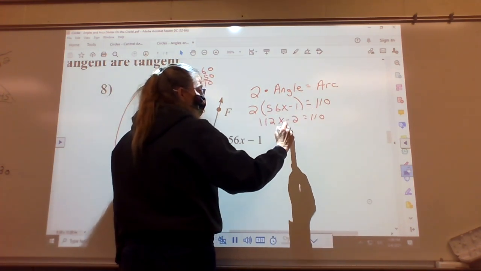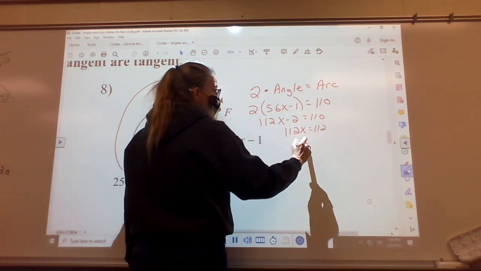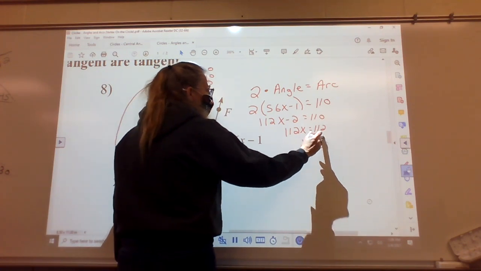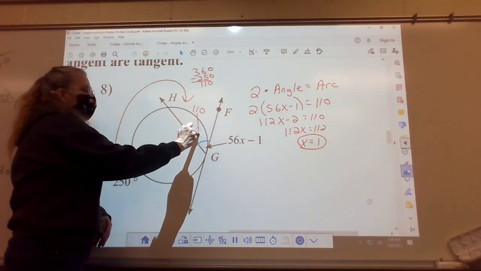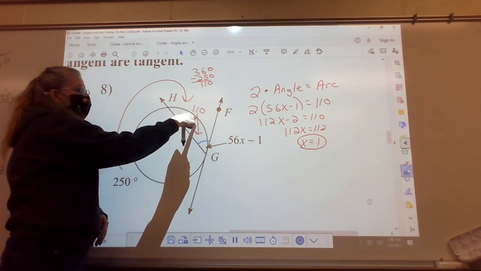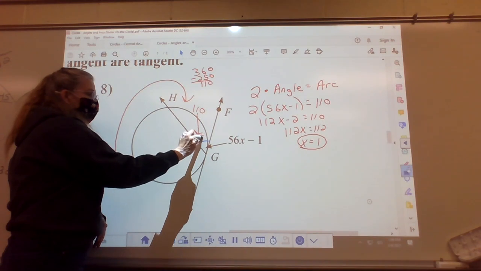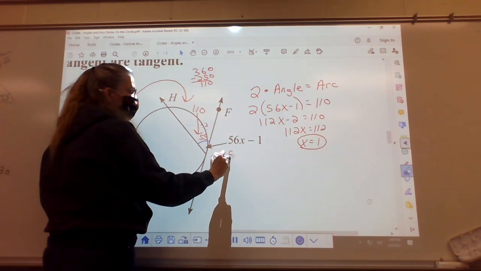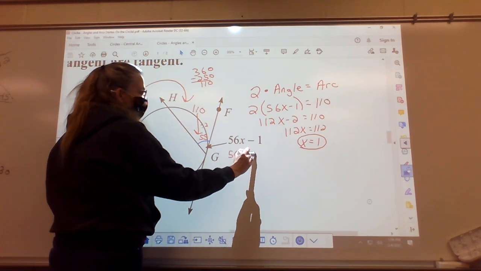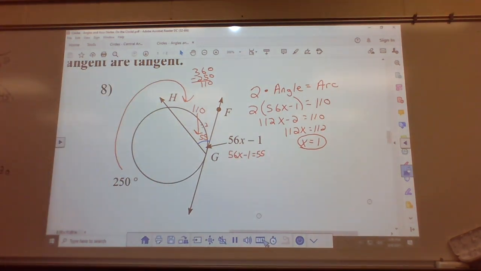Add the 2. 112x equals 112. So x must be 1. So that's my answer. Now you could have also, if this is 110, just saw that, okay, if the arc is 110, the angle would be 55, because I cut it in half. And then just said this equal to 55. It would have given you the exact same answer. It was just another way to do it. Questions?